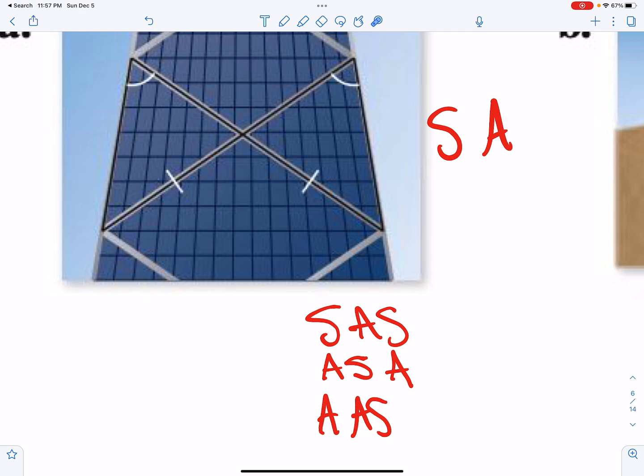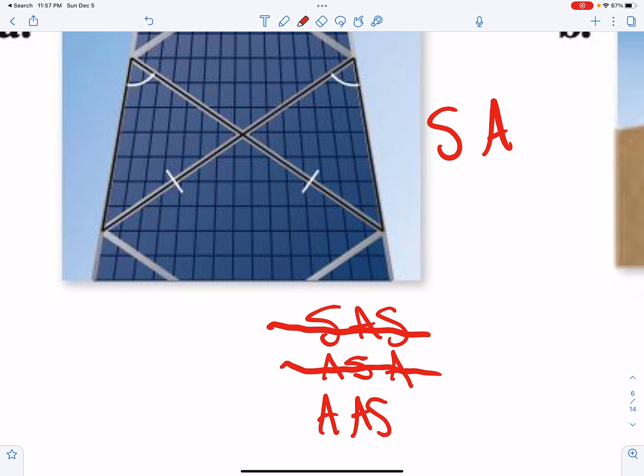So for side, angle, side, I would need the sides on either side of my angle to be congruent. So I know that that one's not it. For angle, side, angle, I would need an angle, the side included, and then an angle. So I can clearly see this is not my side that's marked congruent. So that's not what we want either.